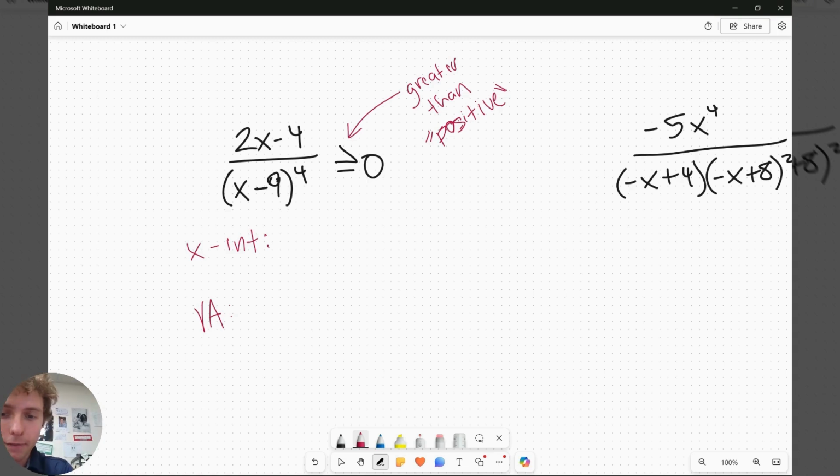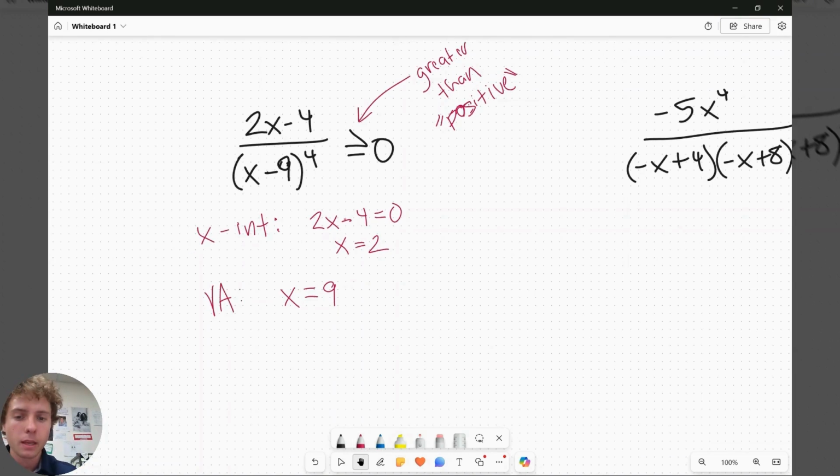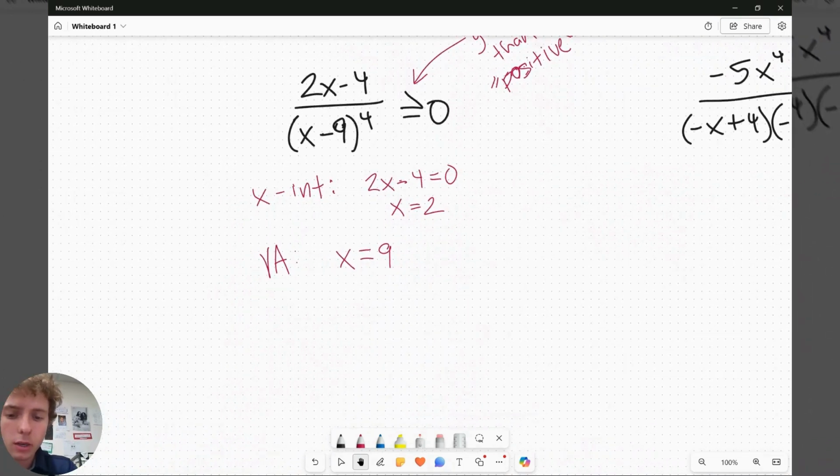The x-intercepts of our function: if you were to either factor the top and solve or just set the top equal to 0 and solve, you would end up getting x equals positive 2. Add the 4 over and divide. Your vertical asymptote, we have an x equals positive 9. It is raised to the 4th. That doesn't necessarily mean too much to us, but you do have a vertical asymptote at x equals 9. Well, knowing that, we can start to graph our solution.